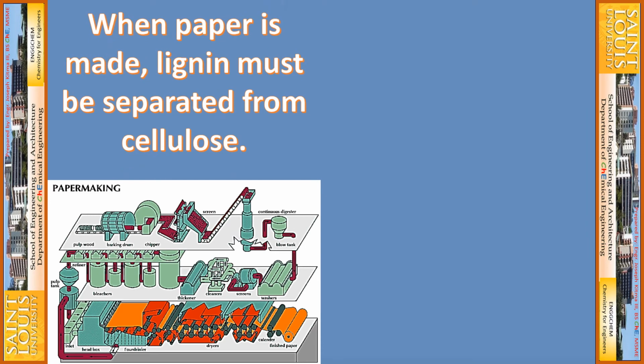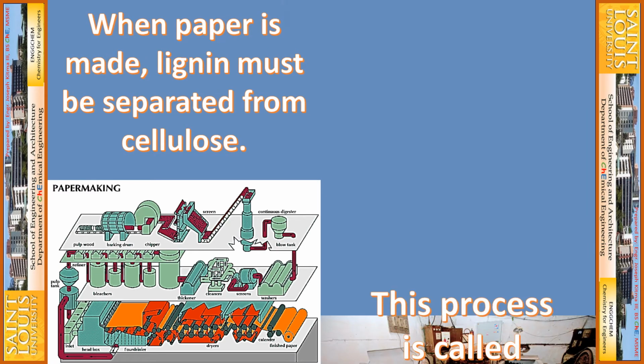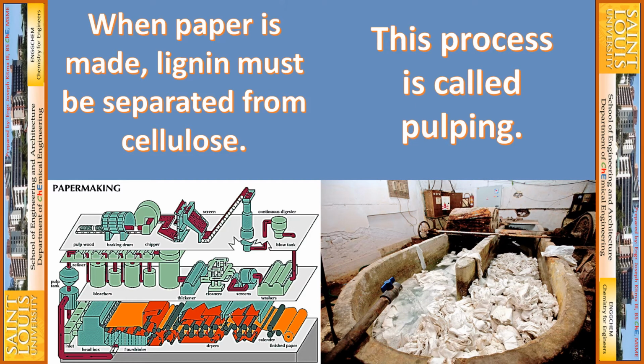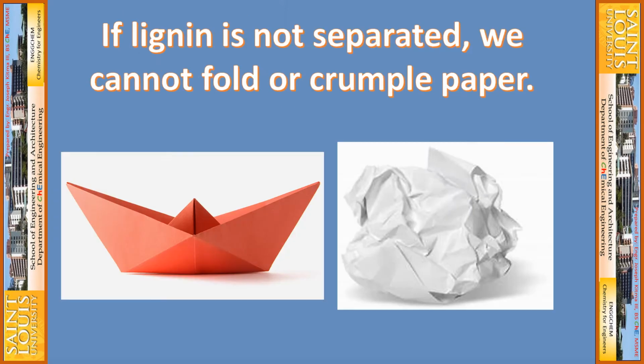When paper is made, lignin must be separated from the cellulose. This process of separating the lignin from the cellulose is called pulping. If lignin is not separated, we cannot fold or crumple paper.